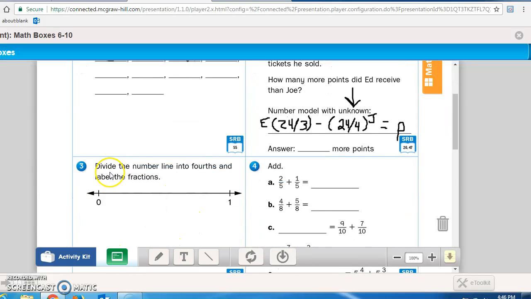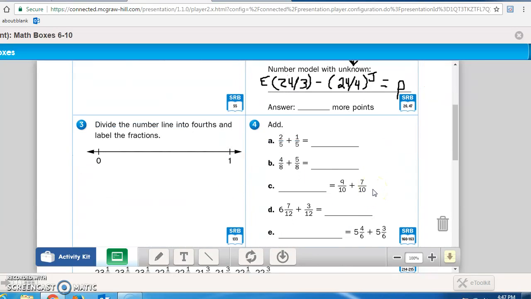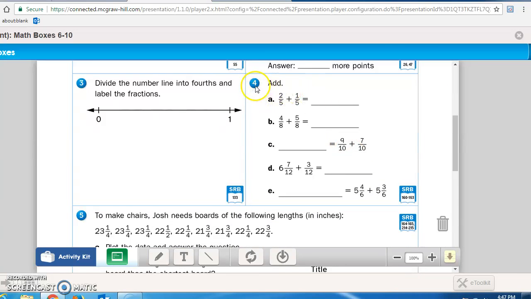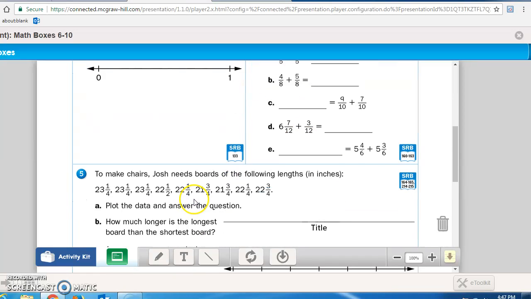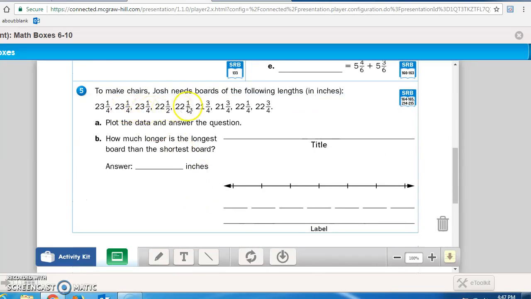Number 3 states, divide the number line into fourths and label the fractions. Remember, whenever you're doing a number line, you might want to get out a ruler, find where halfway between this 0 line and this 1 is, and mark that half first. And then cut it the rest of the way into fourths. For Math Journal, box 4, it says add these fractions together. And for number 5, it tells you to plot the data and answer the question.